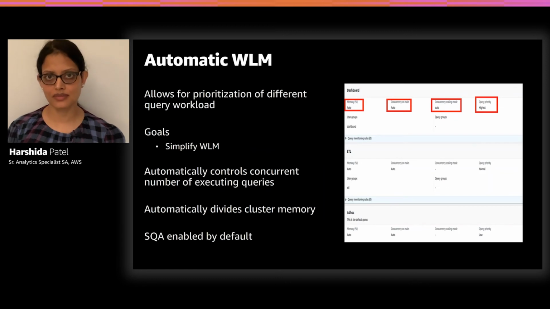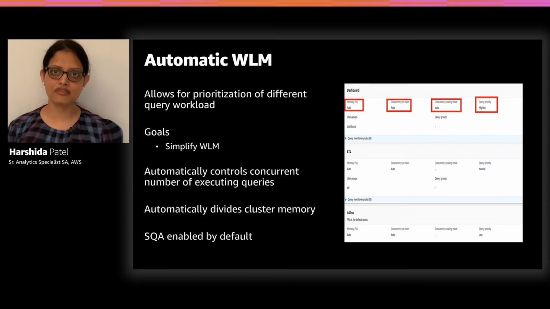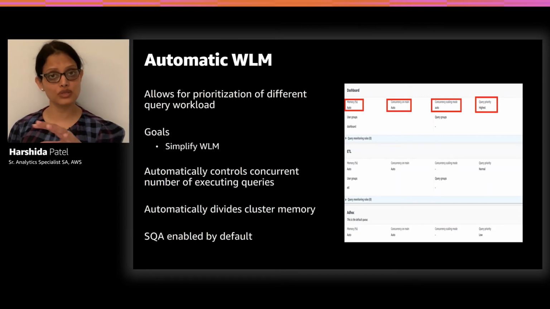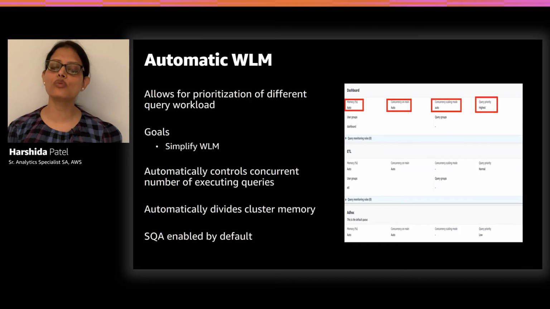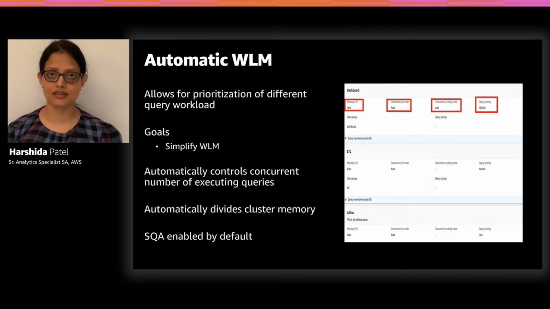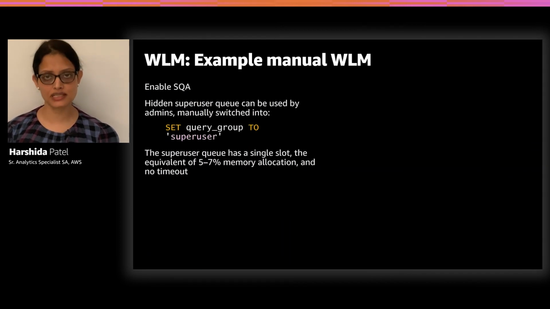Automatic WLM. The main goal of automatic WLM is to simplify workload management, where Redshift automatically handles the number of concurrent queries as well as the resource allocation. Within automatic WLM, you can define different queues, say a queue for ETL and a queue for dashboard, and you can give query priority. Say you always want your dashboard queries to get the highest priority. And short query acceleration is automatically turned on. If your workload is predictable and you're using manual WLM, I would highly recommend you enable short query acceleration.